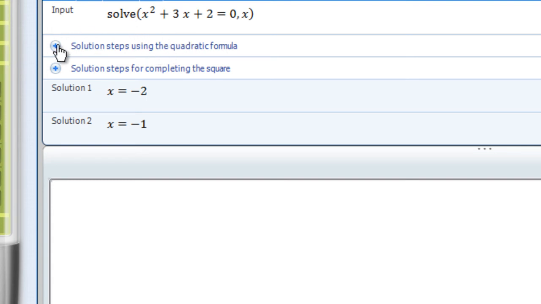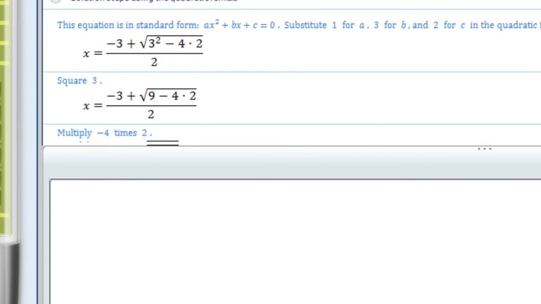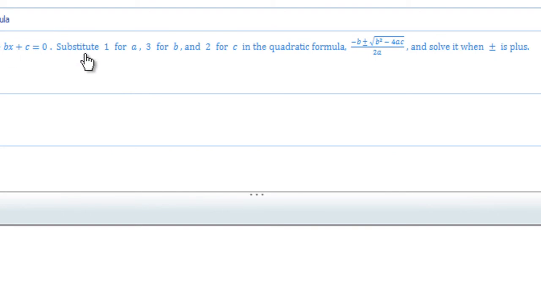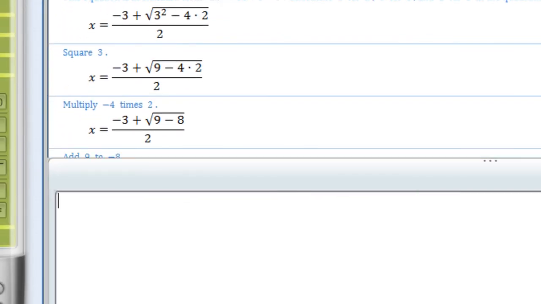So if we expand this, it gives us a step-by-step guide of how exactly it's got the answer. So it says this equation is in the standard form of ax squared plus bx plus c equals 0, which is in the standard form for a quadratic equation. It also tells you for this equation substitute the number 1 for a, 3 for b and 2 for c, so you can see exactly where each number's going and what letter it's placed in, and it does it in very simple to understand steps, so you can clearly see where it's gone from the previous.